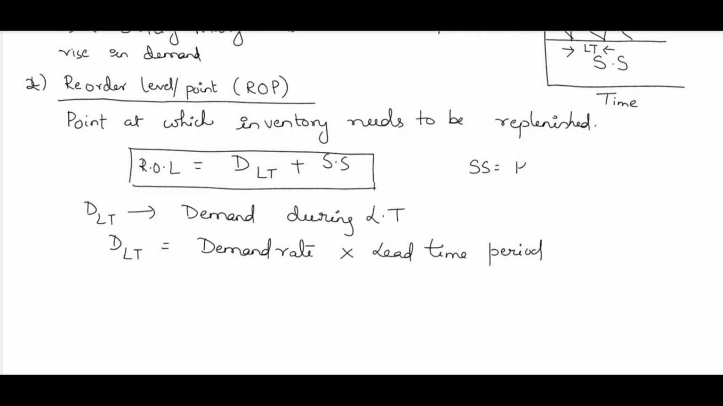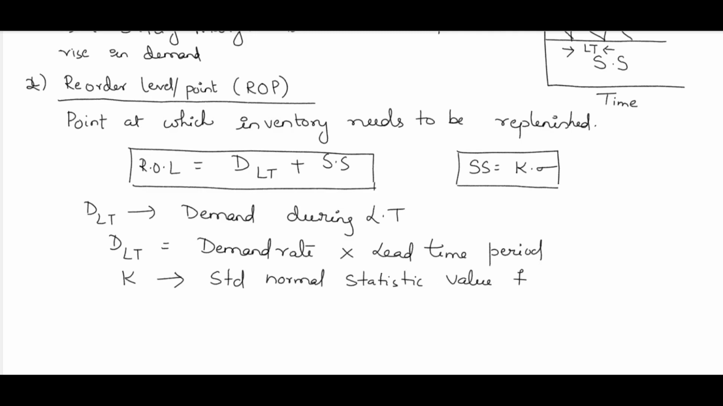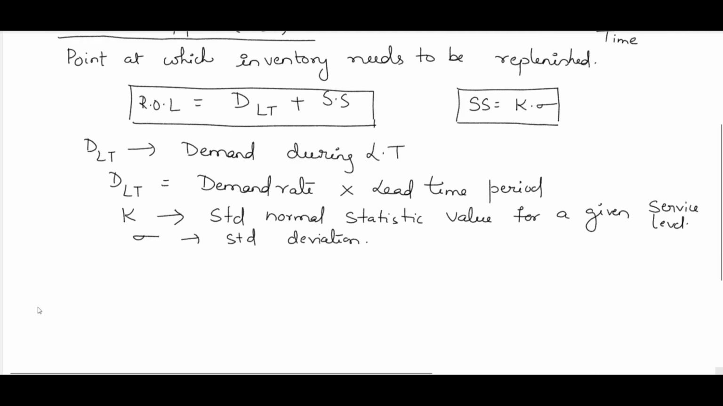And now safety stock, this formula is K sigma, where K is the standard normal statistic value for a given service level, and sigma is the standard deviation. So this is the formula for ROL.